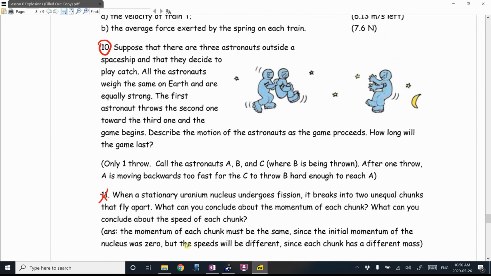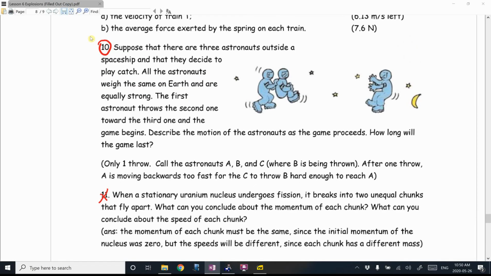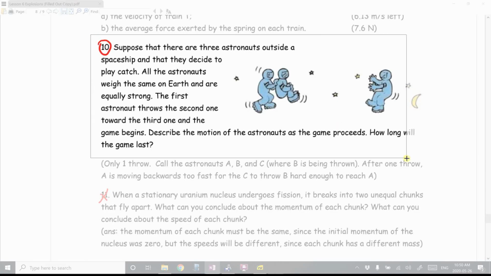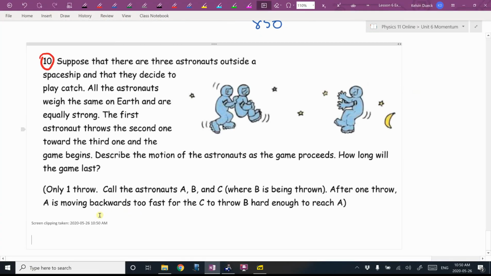Skip number 9. Number 2, astronauts. I like outer space thought puzzles, because when I grow up, I want to be an astronaut. Suppose there are 3 astronauts outside a spaceship, and they decide to play catch. All the astronauts weigh the same, so same M, and they're equally strong. The first astronaut throws the second one toward the third one, and the game begins.